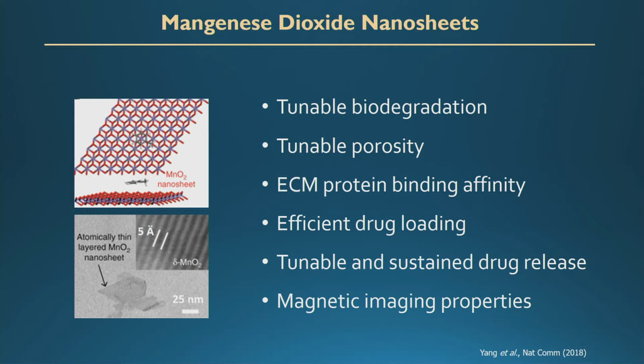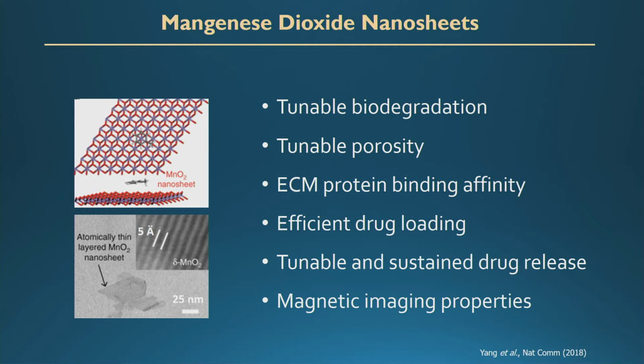They are very controlled. As you can see, the structure is very organized at the nanoscale. And even this high-resolution electron microscope shows you how they're orderly organized at the atomic scale. So it's very, very controlled. And this allows for the possibility to tune certain properties such as degradation and porosity of the material. It also allows for efficient drug loading.